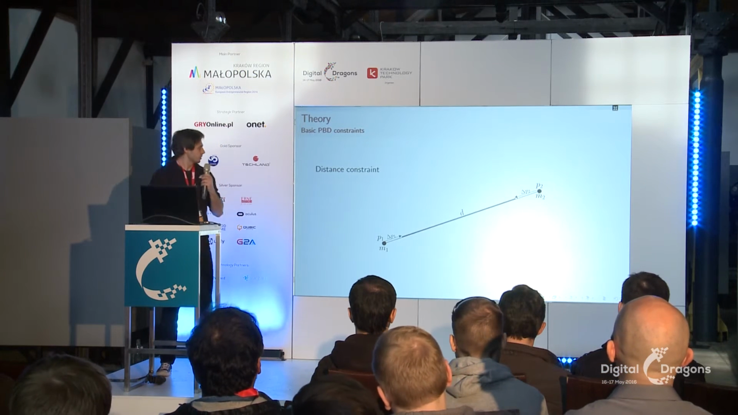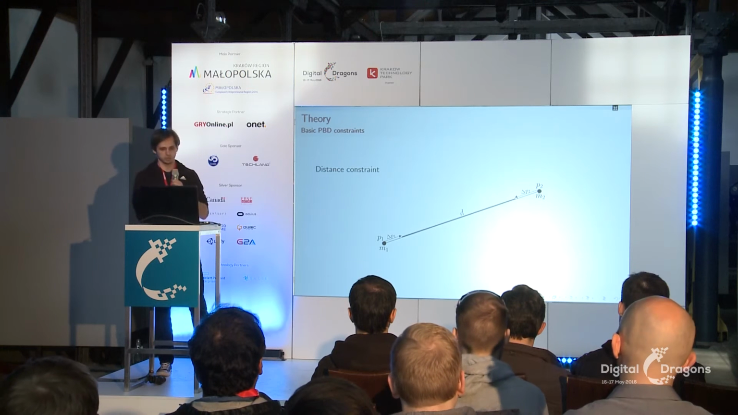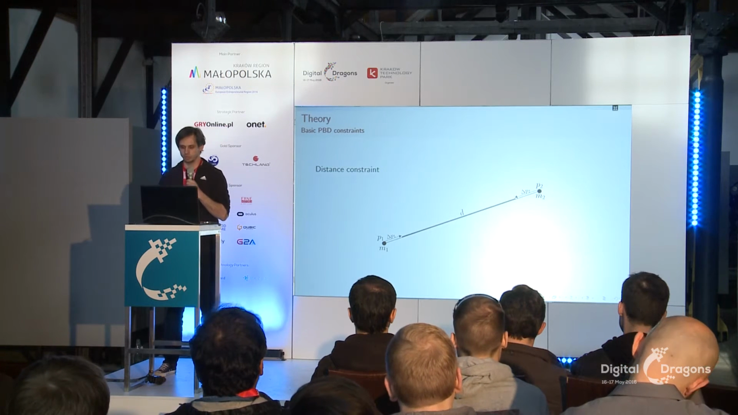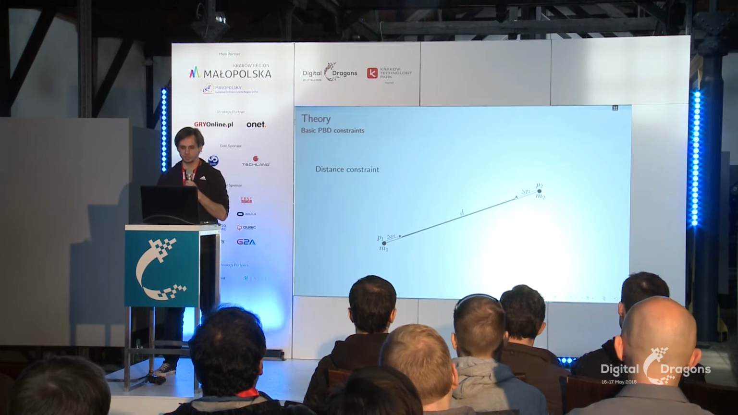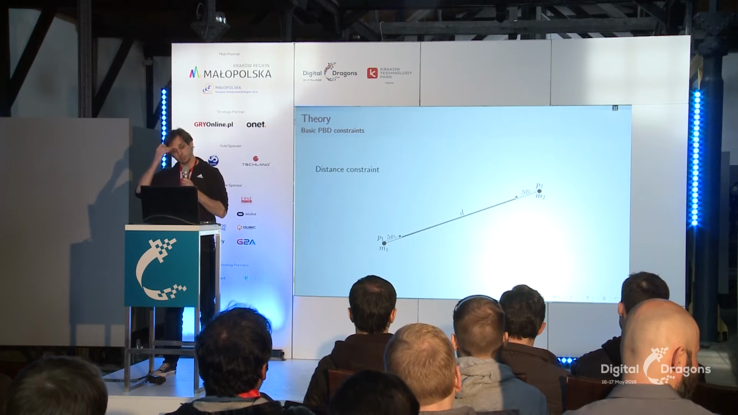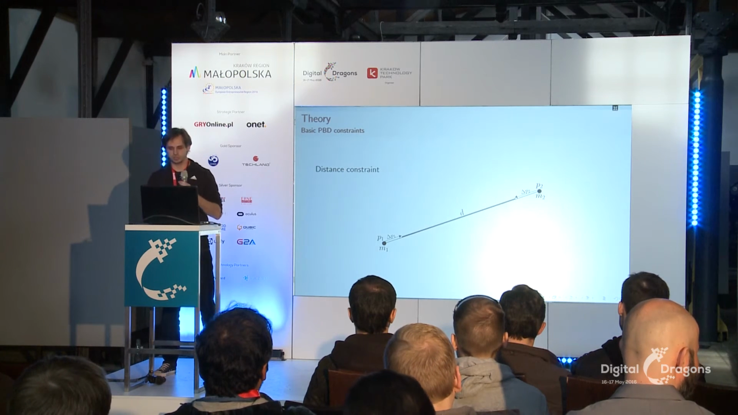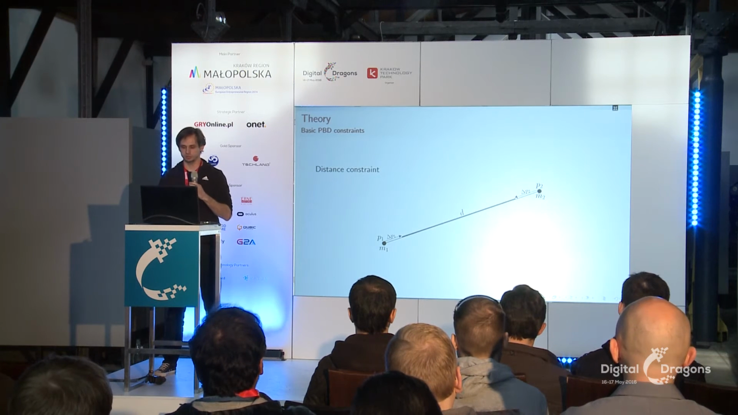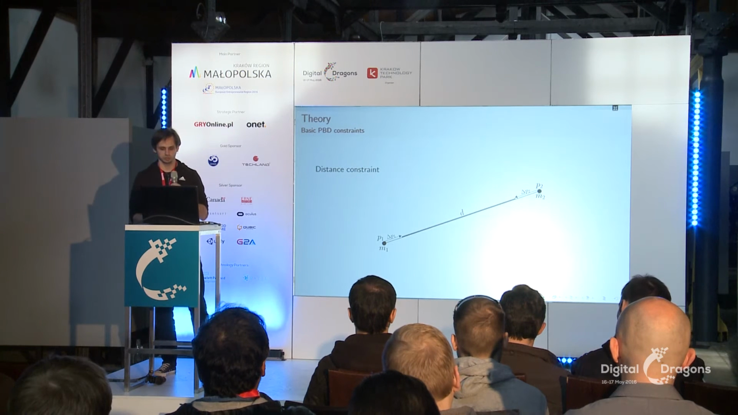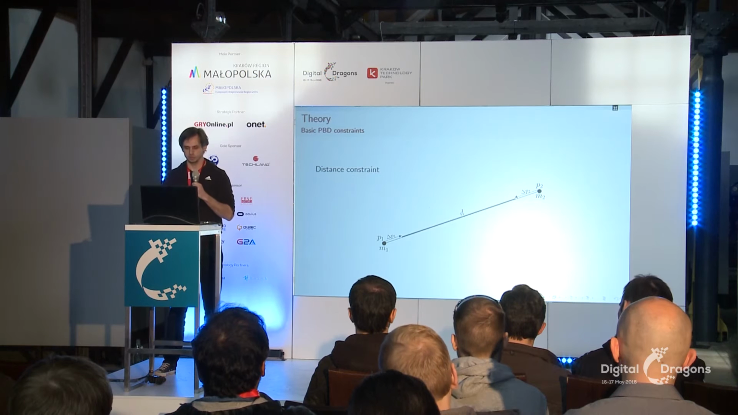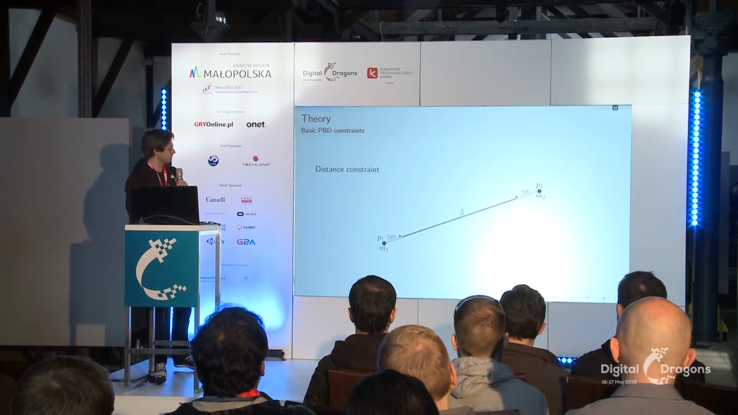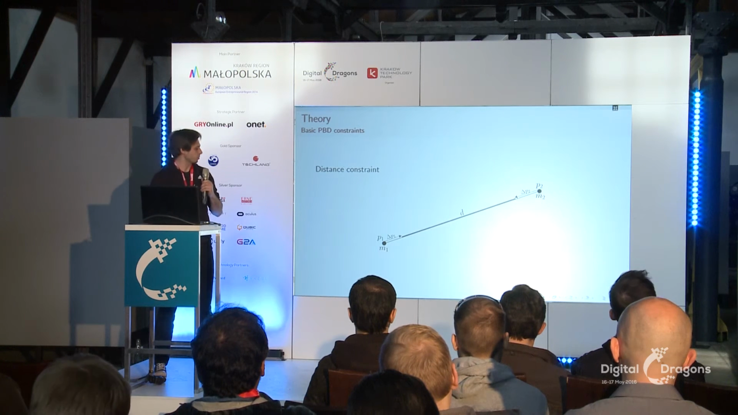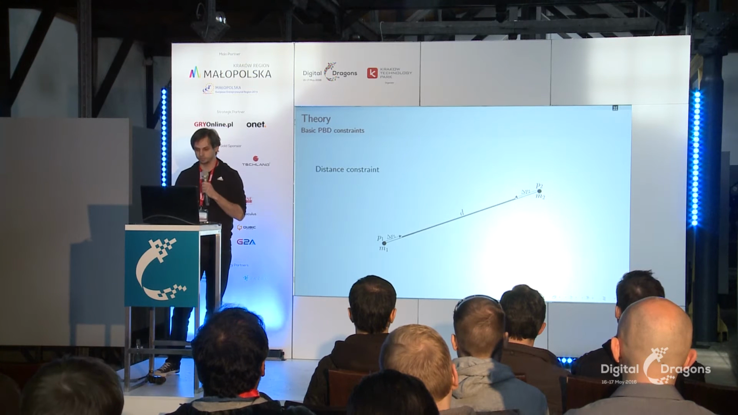Now I'm going to talk about some basic constraints, and the most common and simplest is the distance constraint. This constraint tries to keep the proper distance between two particles. Particles are displaced along the constraint direction, which is the normalized vector between these particles. And of course, delta positions are proportional to the particles' inverse mass.